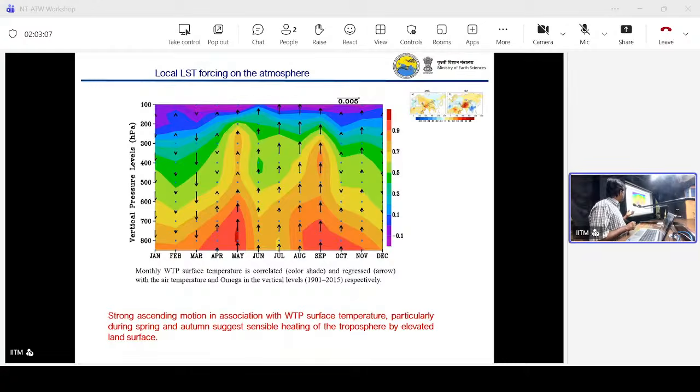If we regress the temperature of the Western Tibetan Plateau box with the vertical air temperature and omega, you can see month-wise a strong ascending motion anomaly, the regressed anomaly, and the temperatures are also very strongly correlated. In the monsoon season you see the dip, and this is probably when the monsoon sets in and its heating influence dominates. When the monsoon retreats, this heating picks up again. So they are in play throughout the year. This feedback affects the troposphere.